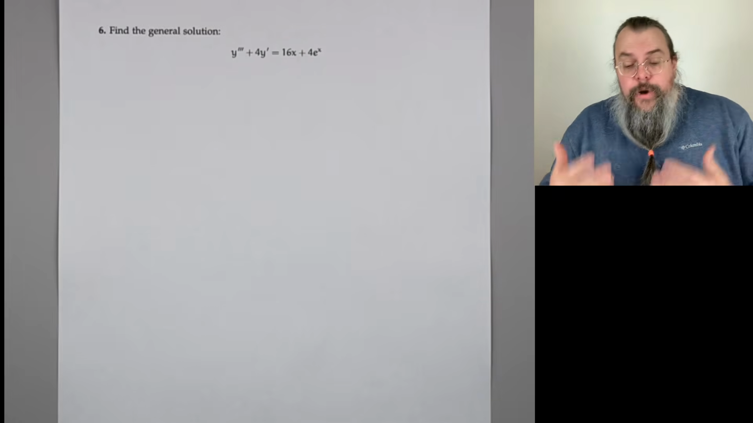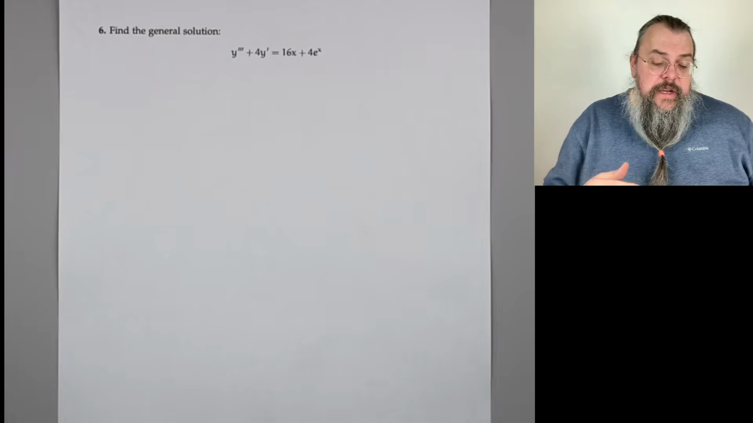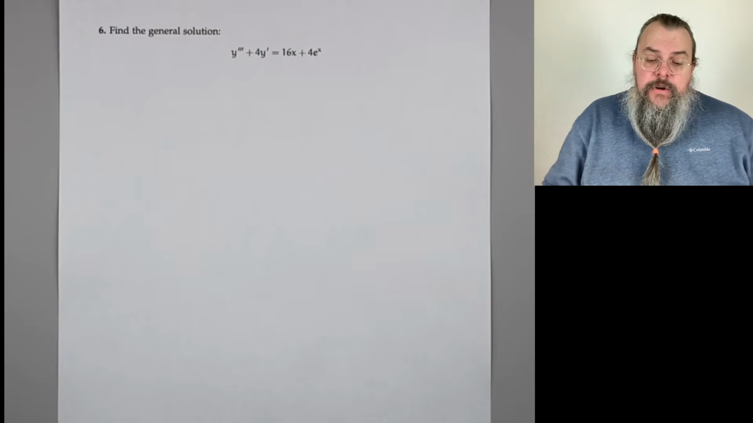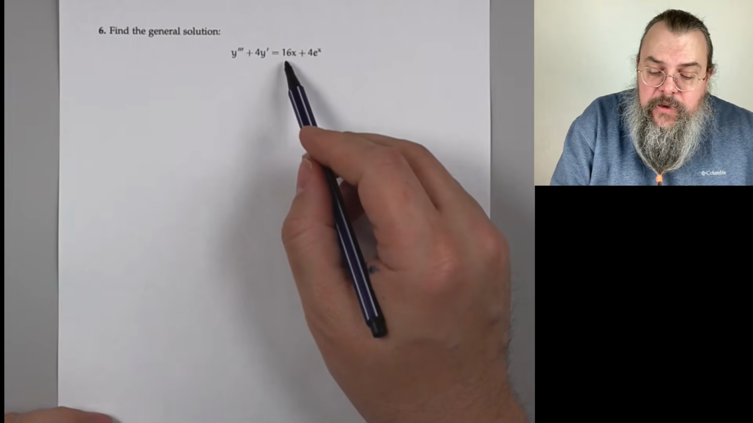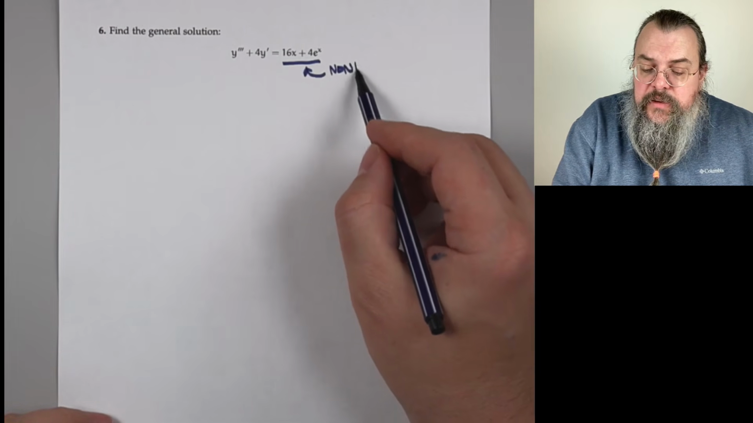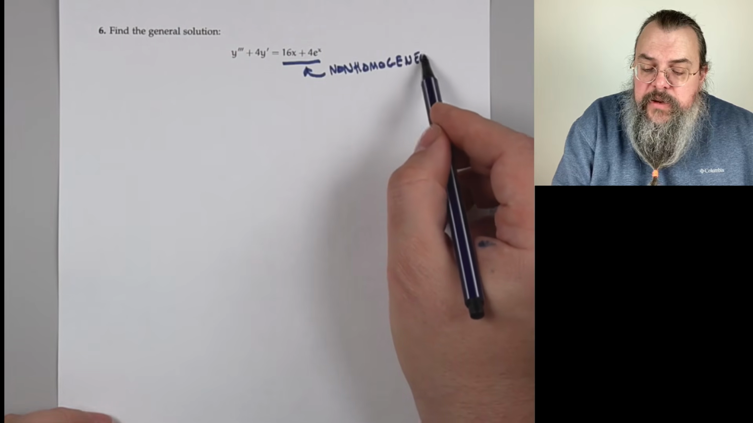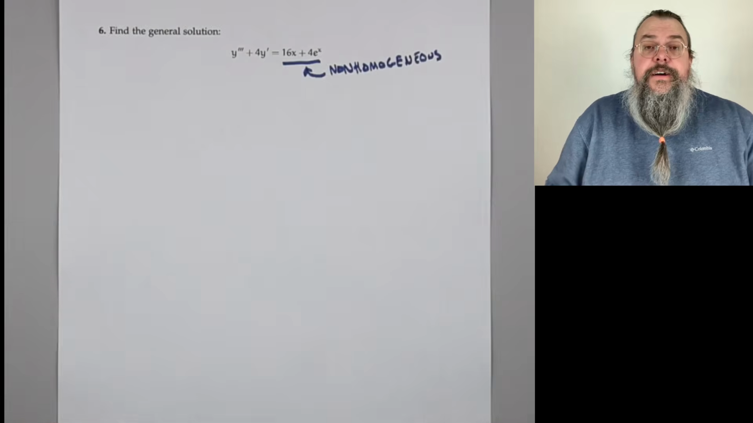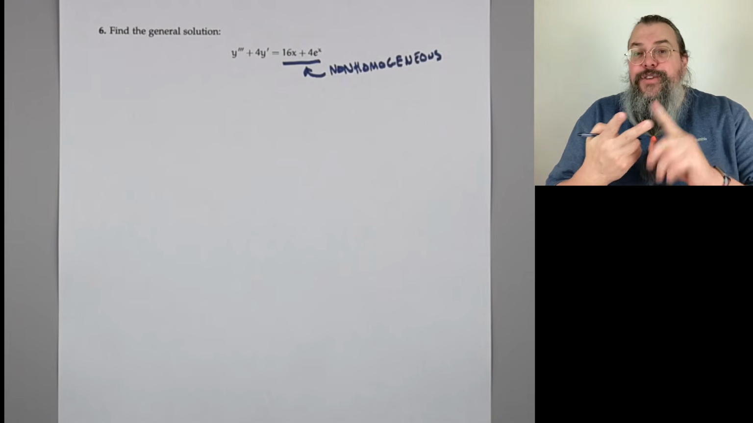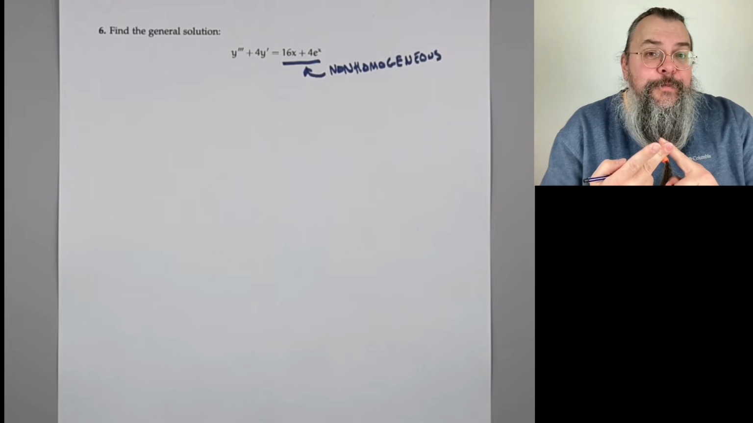And then we have y triple prime plus 4y prime is equal to 16x plus 4e to the x. So here we see we have this right-hand side, which tells us this is non-homogeneous. Now, when we encounter a non-homogeneous problem, we might say, well, what methods do we have? We have undetermined coefficients and variation of parameters. But do we have variation of parameters in this case? And why is the answer no?